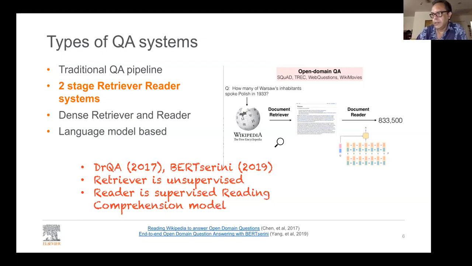In the case of DrQA, each passage is sent to a recurrent neural network, and the question is also sent to that. The embedding that you get out of that is then sent to a pair of shallow networks, which predict the start and end of the answer span. And of course, the highest scoring spans are reported as the answer.